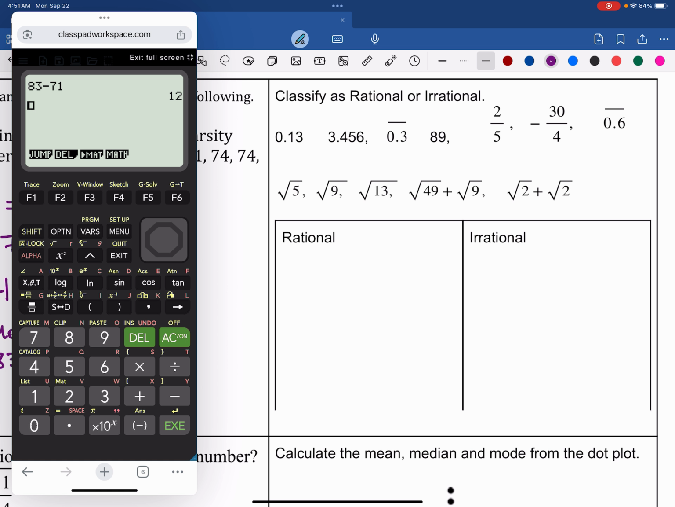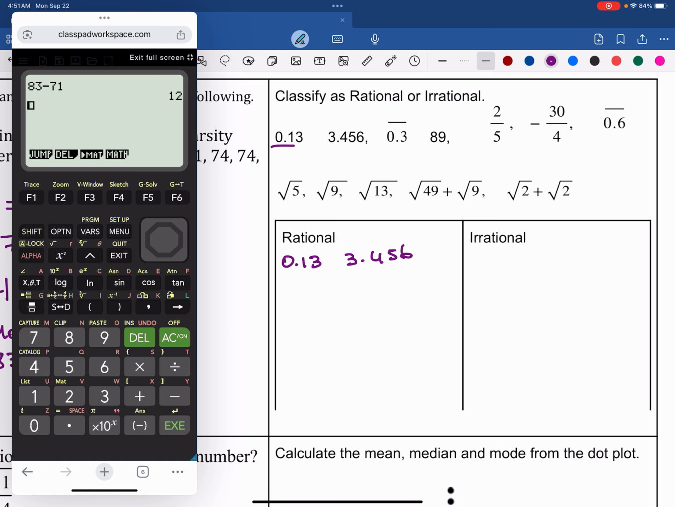All right, so let's look at these numbers. So we have 0.13. That's a nice, neat decimal. So 0.13 would just be rational. Then we have 3.456. That's also not a crazy decimal, so that would also be rational.